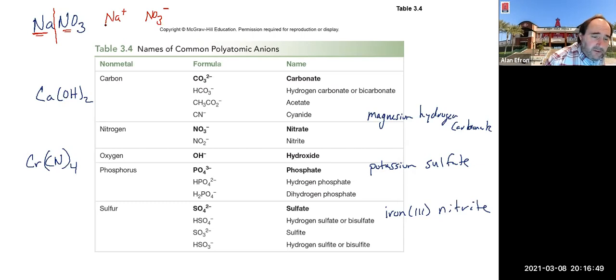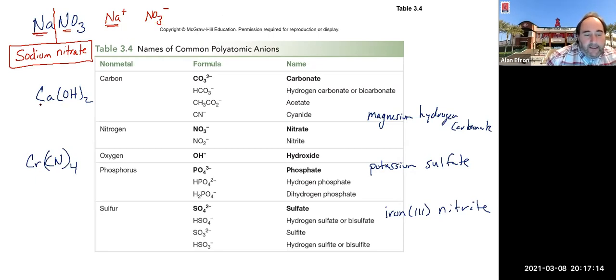But like usual, the metal is the most important thing to look at. It is sodium, which is group 1 and type 1, which means we just use the whole name of sodium and the whole name of our polyatomic ion. This is known as sodium nitrate. Any questions on that particular one?